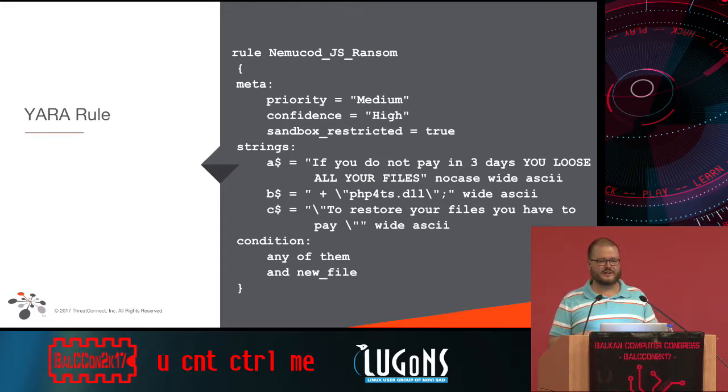This is just an area where you can put notes or other data points. So what we've done is added a few data points here. Priority and confidence. Priority is, for our team, for this particular strain of malware, how important is it for us to look at this and how quickly should we look at it?